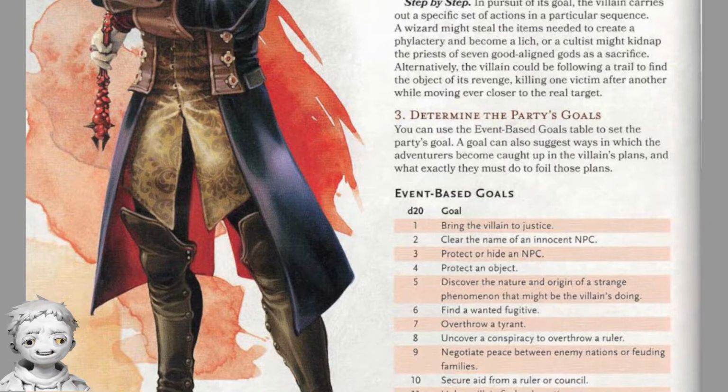11. Help a villain find redemption. 12. Parley with a villain. 13. Smuggle weapons to rebel forces. 14. Stop a band of smugglers. 15. Gather intelligence on an enemy force. 16. Win a tournament. 17. Determine the villain's identity. 18. Locate the stolen item. 19. Make sure a wedding goes off without a hitch. 20. Roll twice, ignoring results of 20.